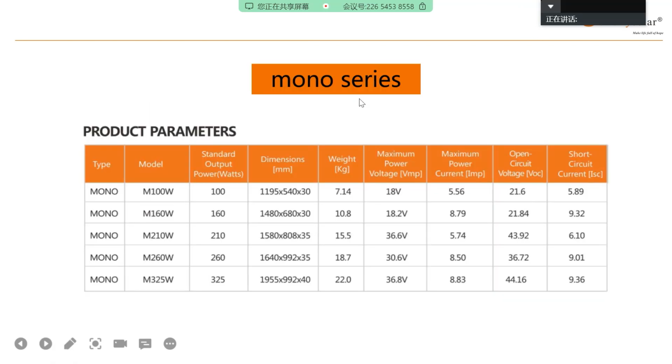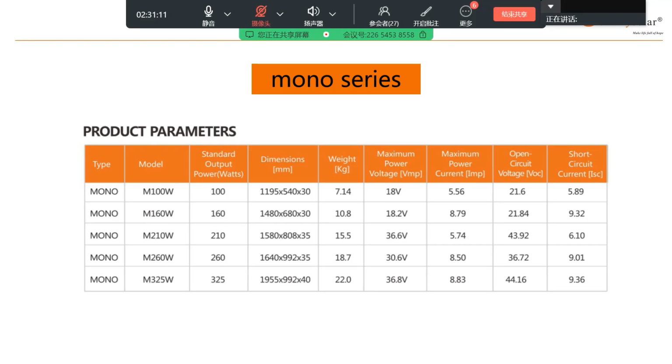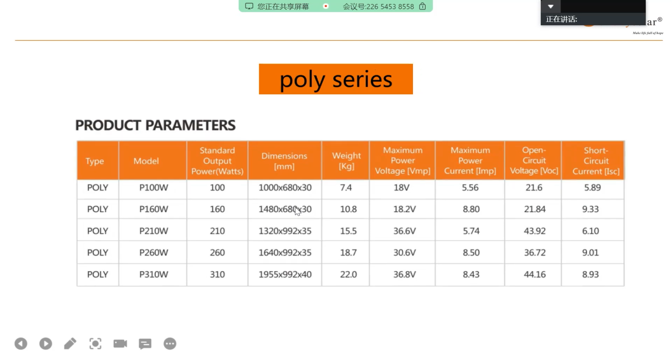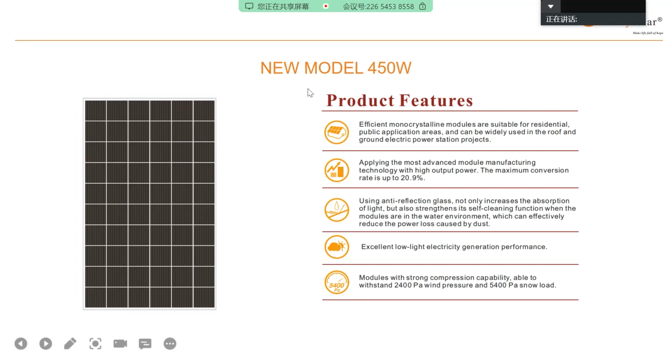And now this is the mono series we supply, from 100 watt to 325. Actually, there's 450 watt. Next we will introduce this poly, from 100 to 310. And this is the 450 watt. This is the new model of this year. We published this one from the beginning of this year.